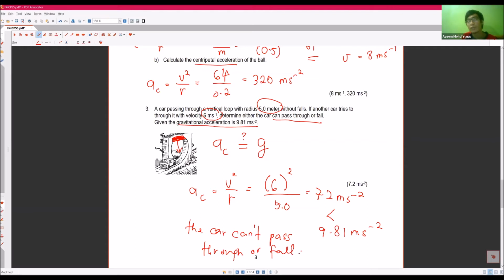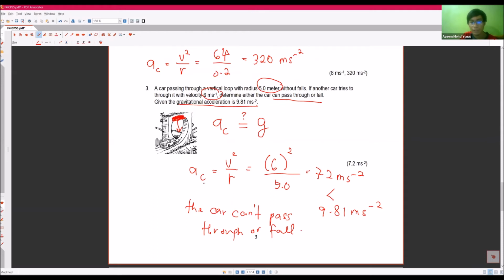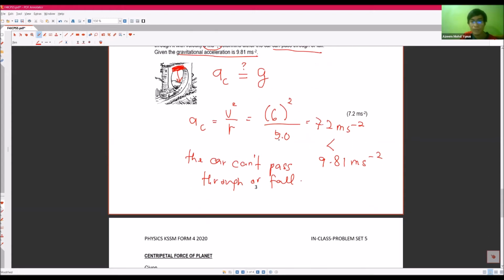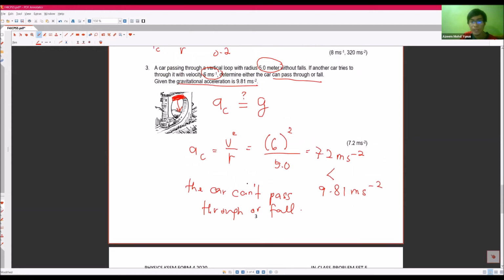That means the car will fall. If the value of centripetal acceleration is bigger, then the car will pass through. So what we need to do in order to increase the centripetal acceleration, we can decrease the radius or increase the speed, which is easier to do compared to the radius.